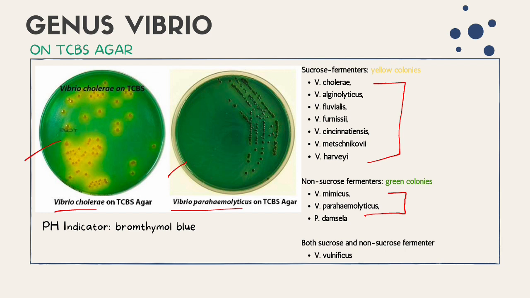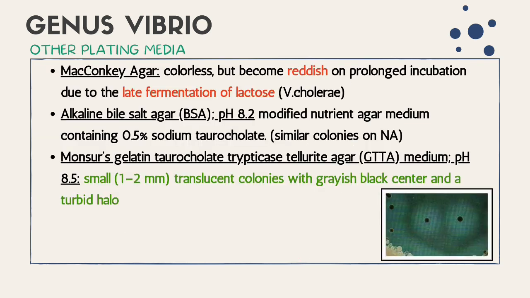In studying this particular slide, it is smart to just study the non-sucrose fermenters because there are fewer of them. If we look, we only have your Vibrio mimicus, Vibrio parahaemolyticus, and Photobacterium damselae. For Vibrio vulnificus, it may ferment or may not ferment sucrose. So its growth on TCBS agar is very variable.